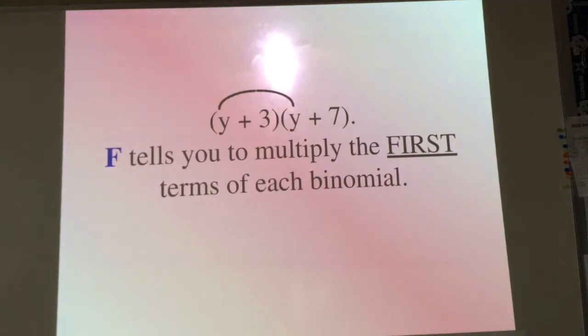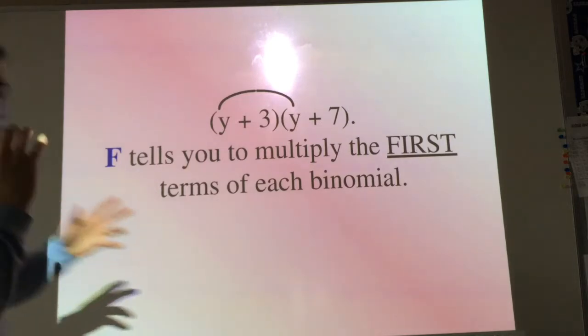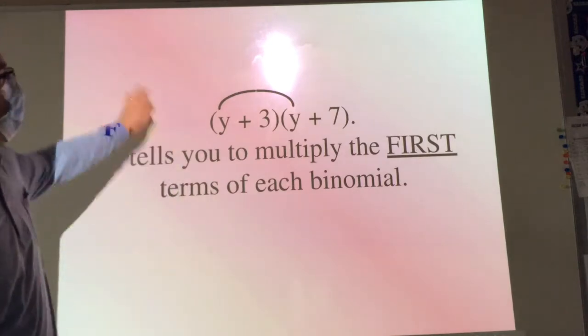Okay, so the F tells you that you're going to multiply the first term of each binomial. So this is where we're going to actually start looking at what we're doing. So what I'm going to do is write up top here.